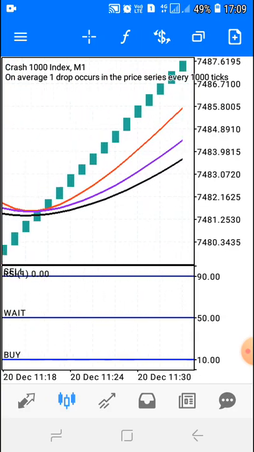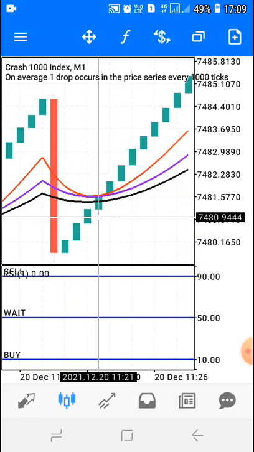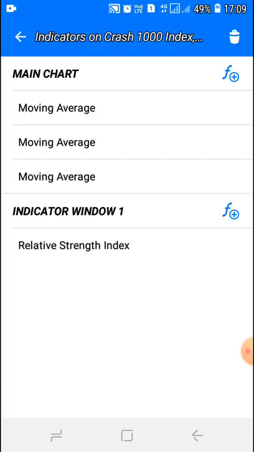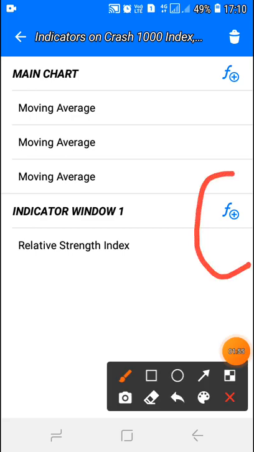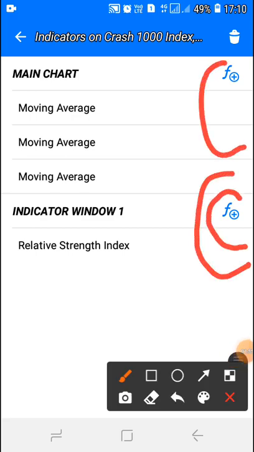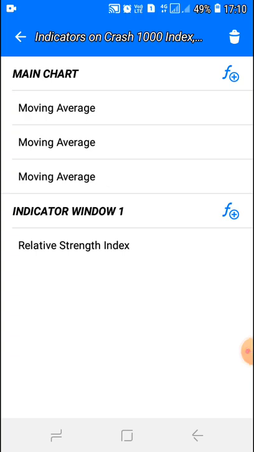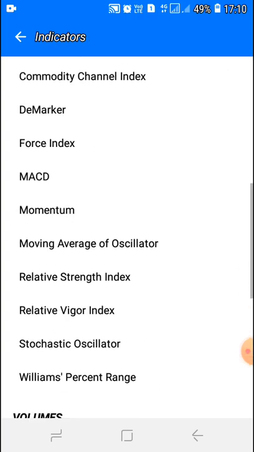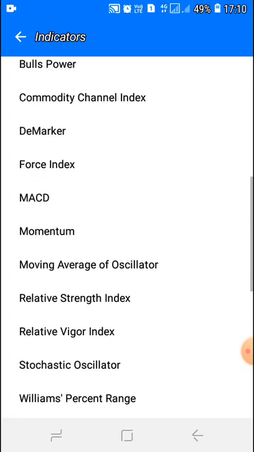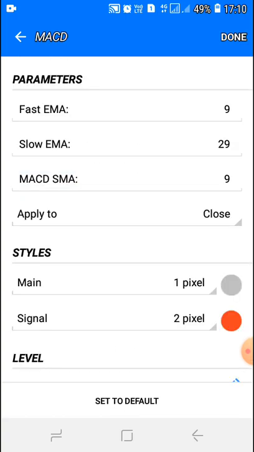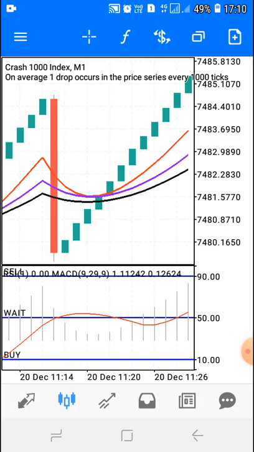We're going to have our moving averages on the main chart, and we have indicator window 1, which is our relative strength index. When you click on the F plus button on indicator window 1, you're going to add your MACD. So check this out. You need to make sure that your parameters are like this: the fast EMA should be 9, slow EMA 29, MACD SMA 9, apply to close, styles main 1 pixel gray, signal 2 pixel red. So this is how it's going to look.